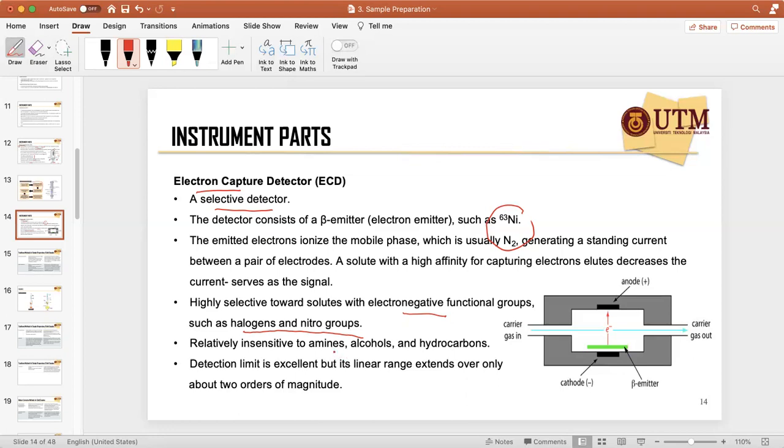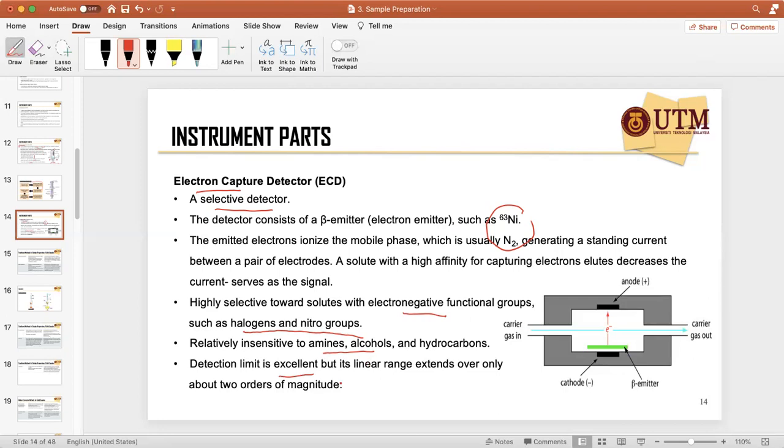Because for these compounds, or for these functional groups, there are no electronegative atoms, which cannot capture the electrons. The detection limit is excellent, but its linear range extends over only about 2 orders of magnitude.